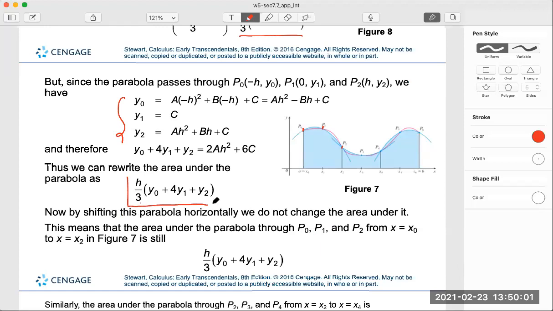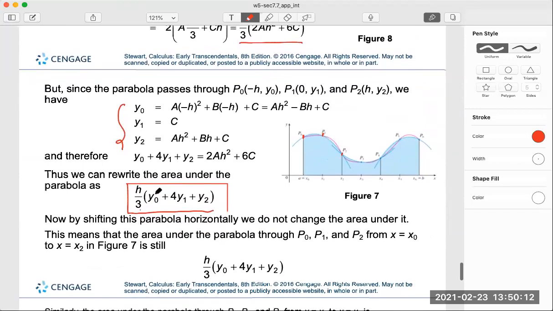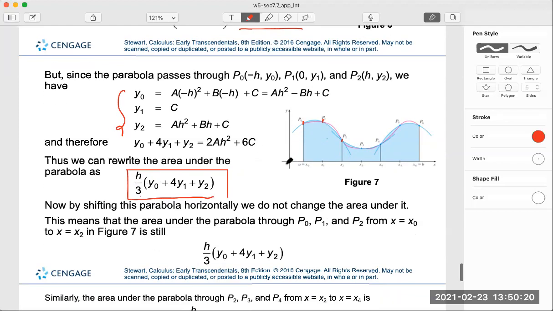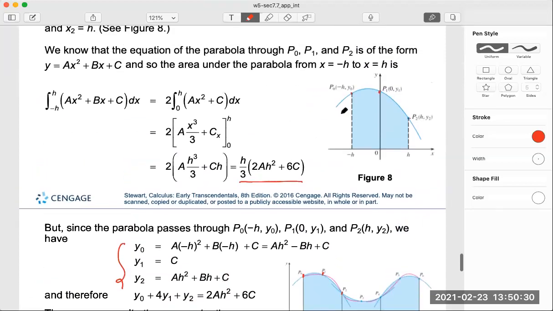It is very nice because now it depends on the values y0, y1, and y2. And h is given. So anyways, we can always find this area depending on 3 points here. It's beautiful. And now it is always true for this.